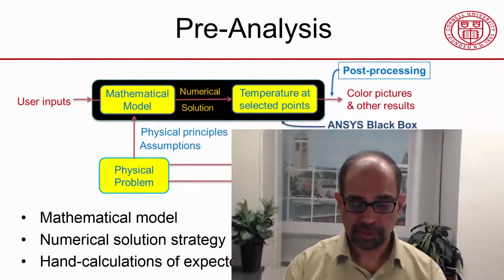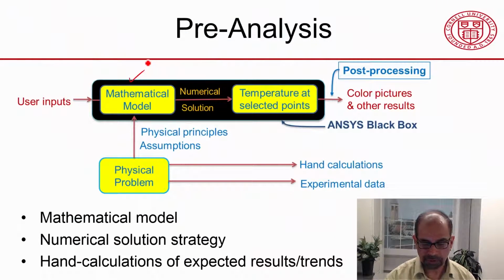Let's move to the third aspect of pre-analysis, hand calculations of expected results and trends. So we now know what mathematical model we want to solve. We've talked about the numerical solution strategy that ANSYS will use. We will look at post-processing in ANSYS, so let's move our attention to hand calculations.